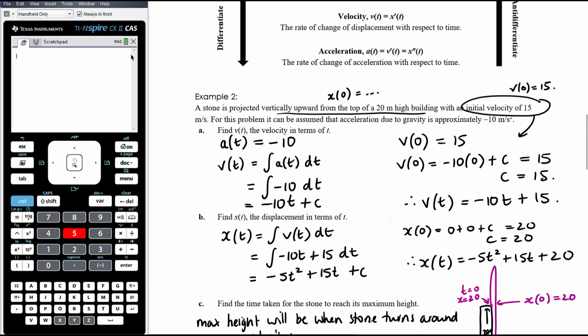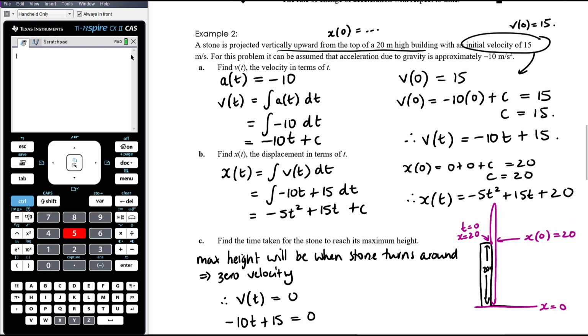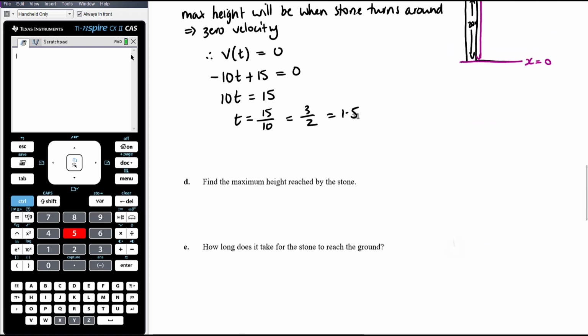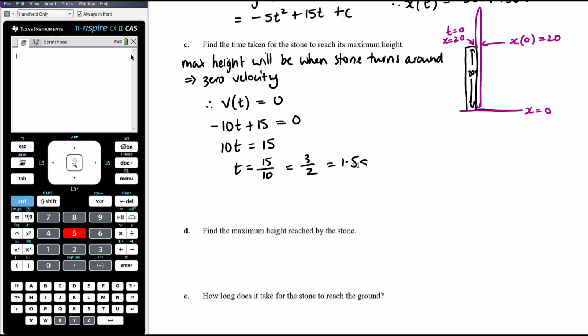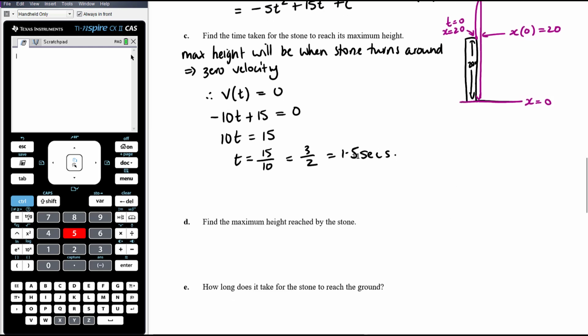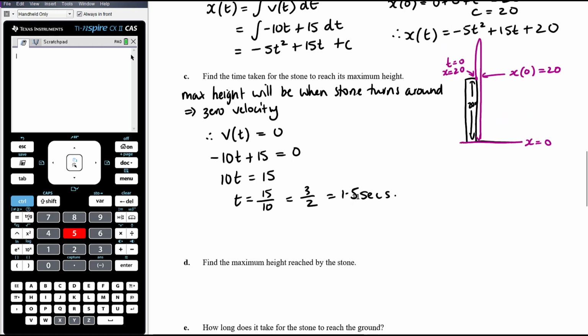What are our units of time? Seconds. The acceleration is given in meters per second squared, so all the distances are in meters and the times are in seconds. So it takes the stone 1.5 seconds or 3 on 2 seconds to reach its maximum height. Find the maximum height reached by the stone.